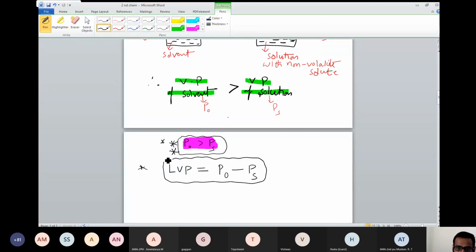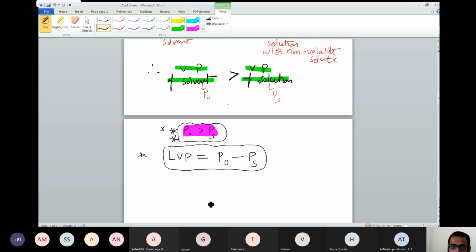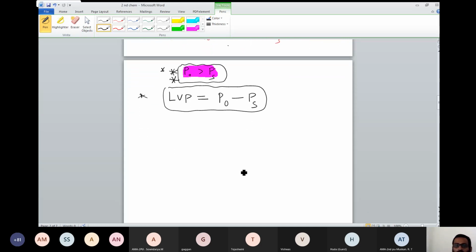So LVP means lowering of vapor pressure, which is equal to P naught minus PS. Why not PS minus P naught, sir? It can never be. Why? Because P naught is always bigger. So LVP is P naught minus PS simply. That is LVP, lowering of vapor pressure.